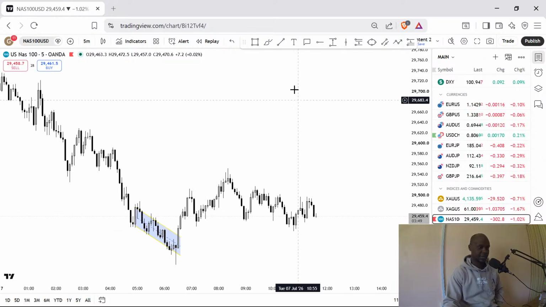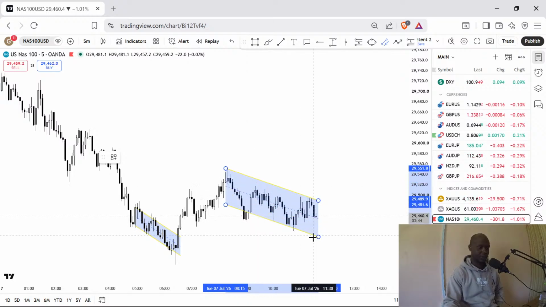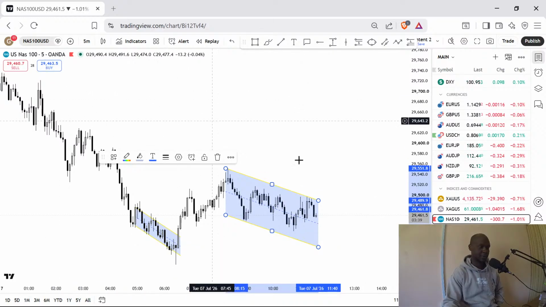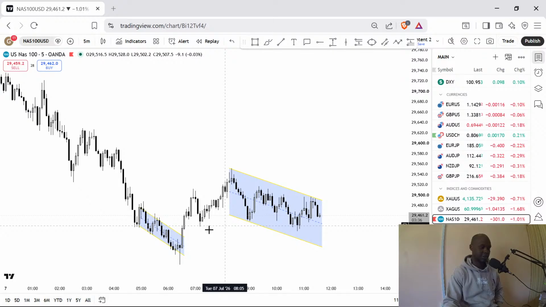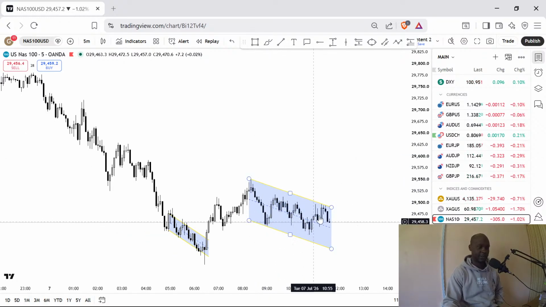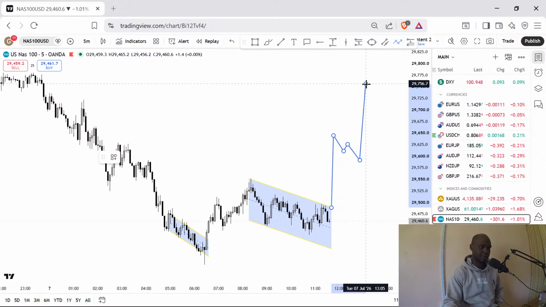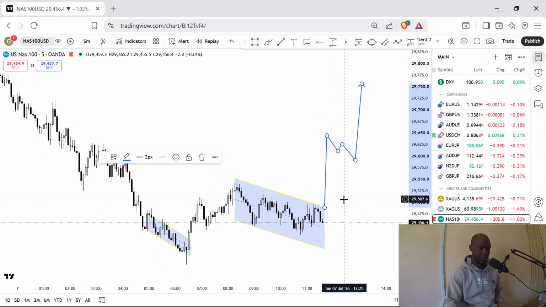On the NAS 100, we're also getting some sort of a larger flag. Remember, in the morning, I was looking for entries on upward continuation, entries to the upside on NAS and on JP225. On the NAS, I did not get the entry. I was looking for entries around this area, but I did not get my entry trigger. So right now, we're getting into some sort of a larger flag. With NAS 100, I will be looking to see if we can get continuation of momentum during the New York session. See if I can take continuation entries to the upside. I still have a long bias on the NAS 100.